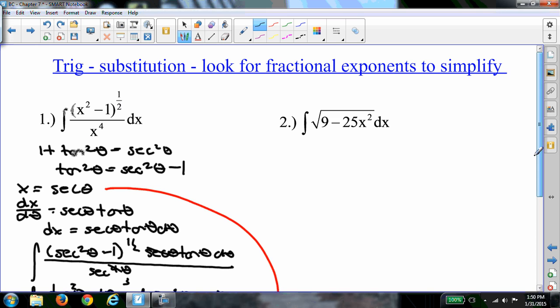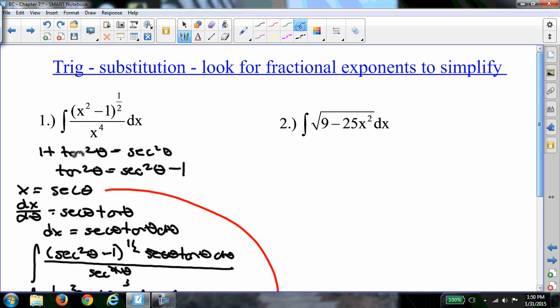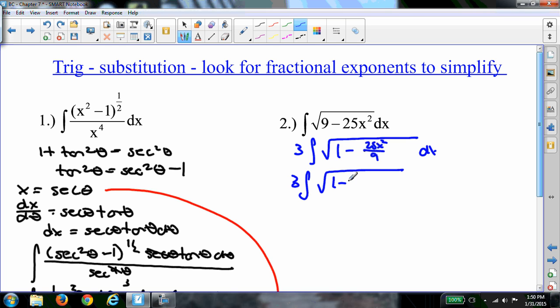Now let's try the one over here on the right. First, I need to get this set up so I can use the Pythagorean identity. So instead of 9 minus, I want this to be 1 minus. To do so, I'm going to factor out a 9 from the square root, which comes out as a 3. And then the remaining radicand is going to be 1 minus 25x squared over 9 dx, which I can rewrite into the integral of 1 minus 5x over 3 squared dx.